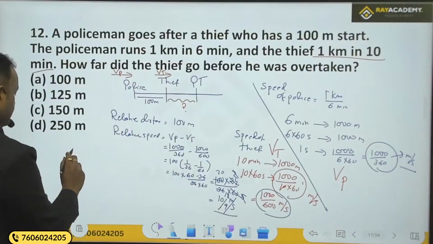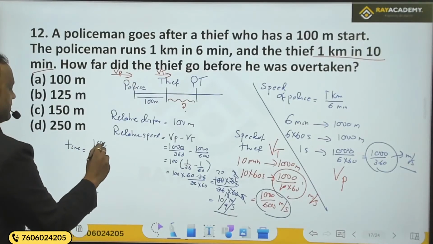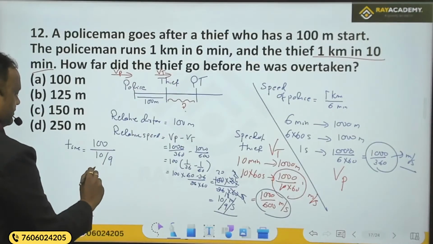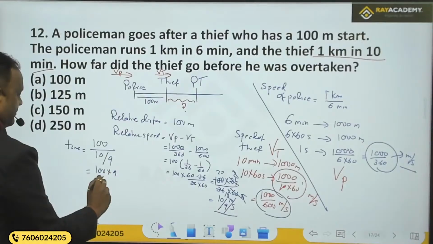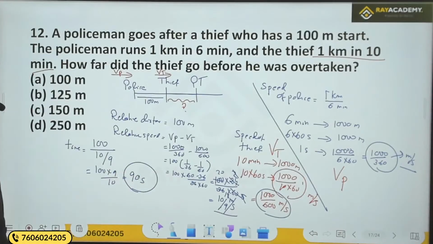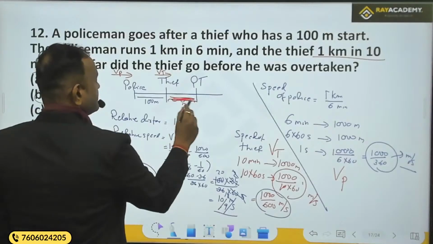So what will the time be? Relative distance by relative speed: 100 by 10 by 9. So this is 100 into 9 by 10, that is 90 seconds. So in 90 seconds the police will catch the thief, but we need this distance.